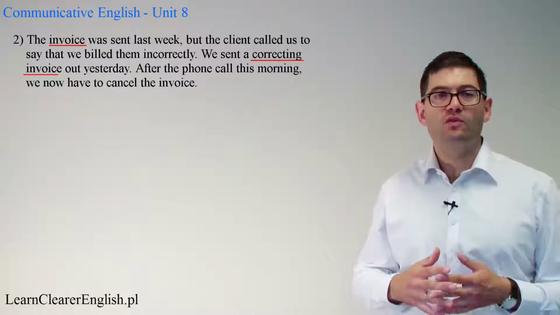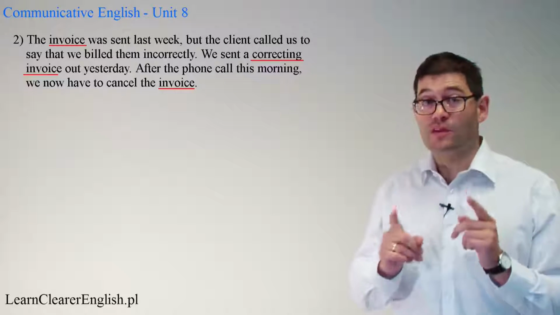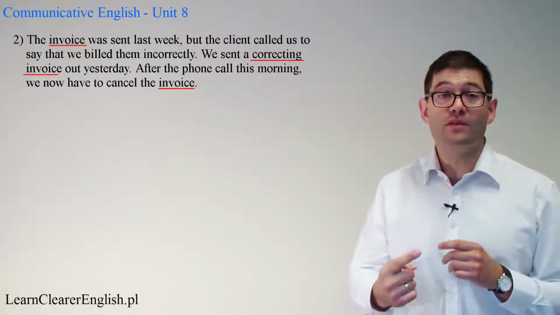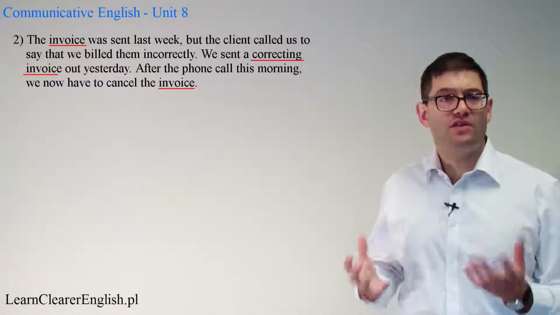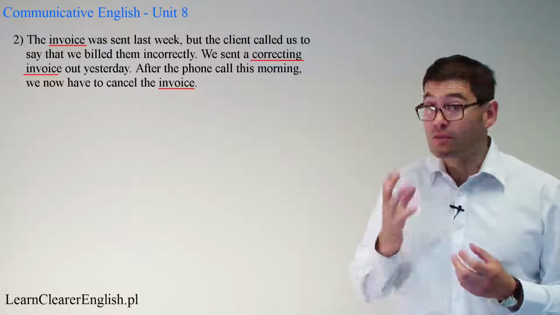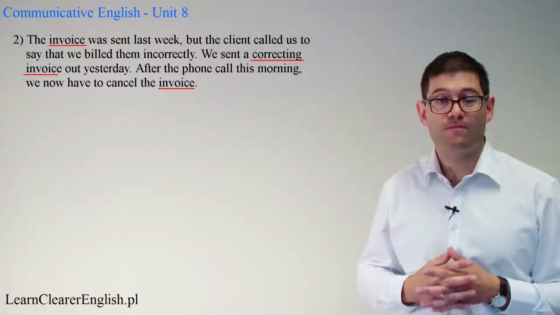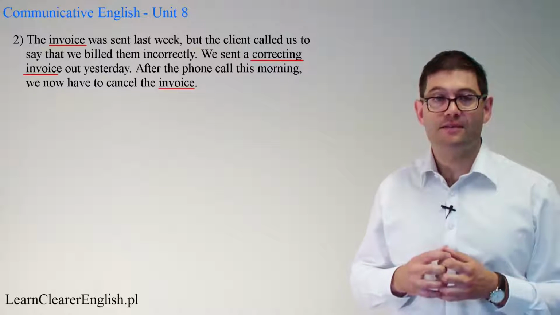Then there was a phone call in which we have to cancel an invoice, and it's this use of invoice in English which could refer back to the original invoice or the correcting invoice. So which invoice do we have to cancel? The reader has either got to guess, which I wouldn't recommend, or contact the person who sent the message. This error is what we call an unclear antecedent.